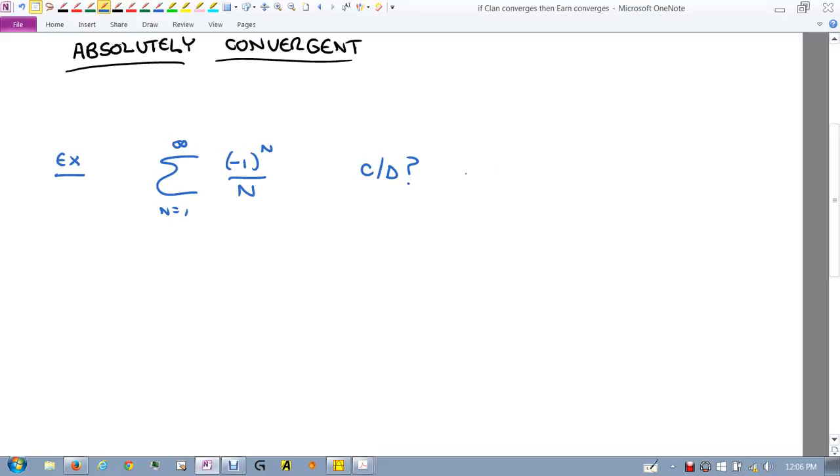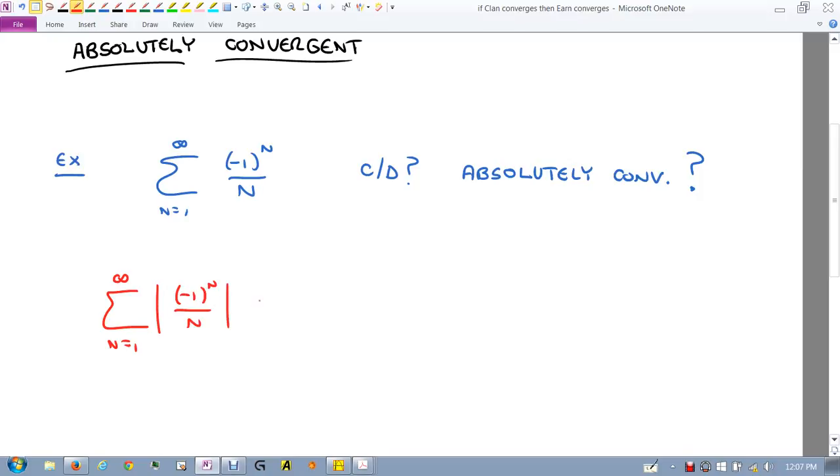Example. Converge or diverge? Absolutely convergent? Yes or no? So does this converge or diverge? All right, so let's take the absolute value. The absolute value of the sequence inside makes the -1 not alternate anymore, doesn't it? The absolute value of -1 is always going to spit out a 1. So isn't this exactly the same as this? Which is what? It's harmonic. What does this harmonic do? Diverges.